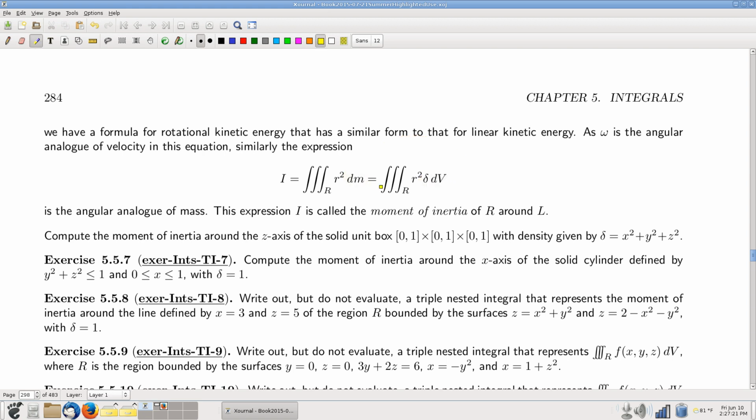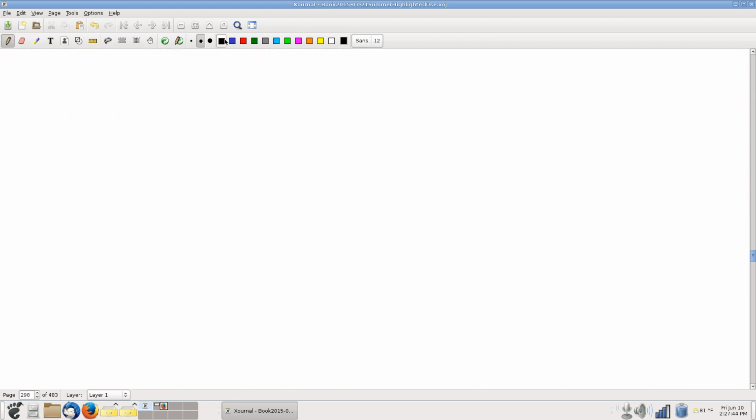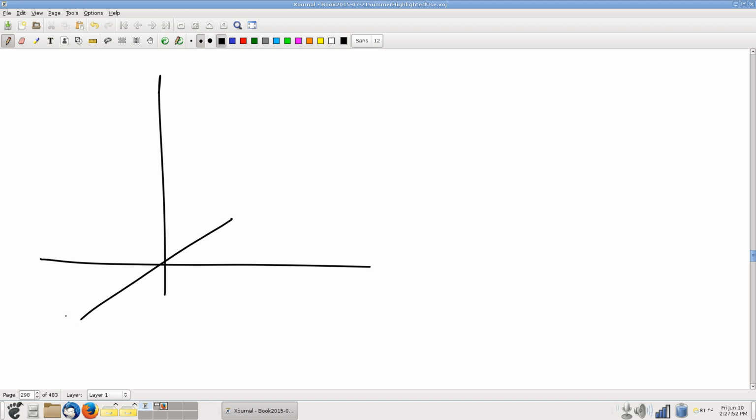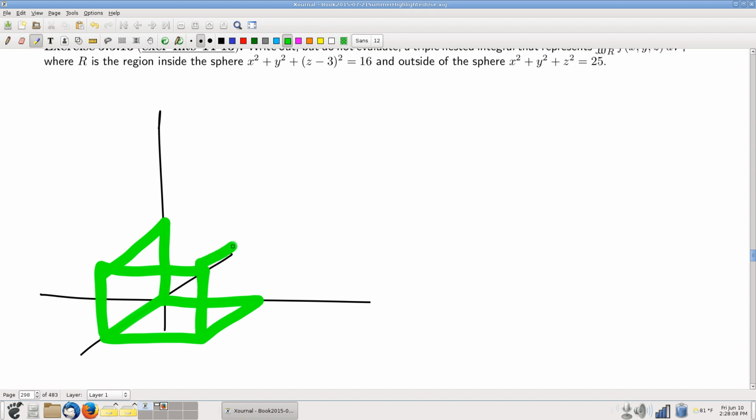Okay, so what the question is actually asking us to do is to compute the moment of inertia. So we're going to just plug and chug here. The specifics are that we're rotating around the z-axis. Of course, you have to know what you're rotating around to understand the motion. This is the domain, and we've got this density function. So let's draw a picture. The box was the unit box. So there's our box, rotating around the z-axis.